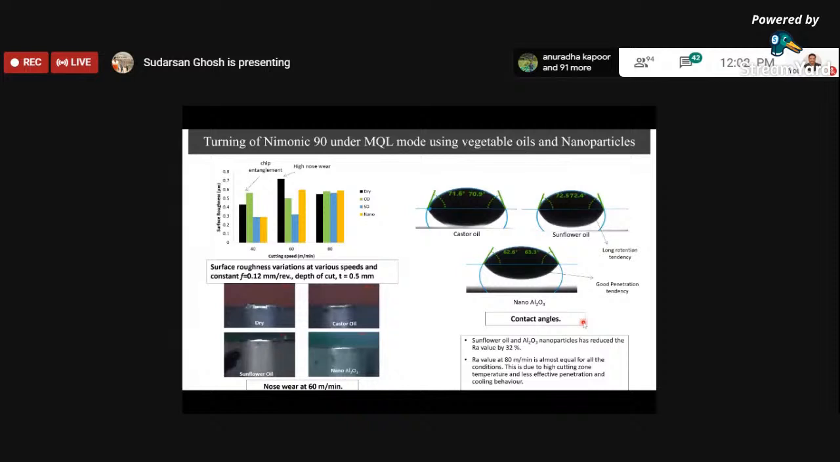Now, some more work on this. So we have the nanoparticles here again, like what we have done for the grinding operations. We have again studied the contact angles for the nanofluids which we have developed. Again, you see the nano alumina particle is giving the best contact angle, so it will have better spreadability. And if you see the nose wear, again you see the nano alumina particles, the nose wear is very, very negligible.